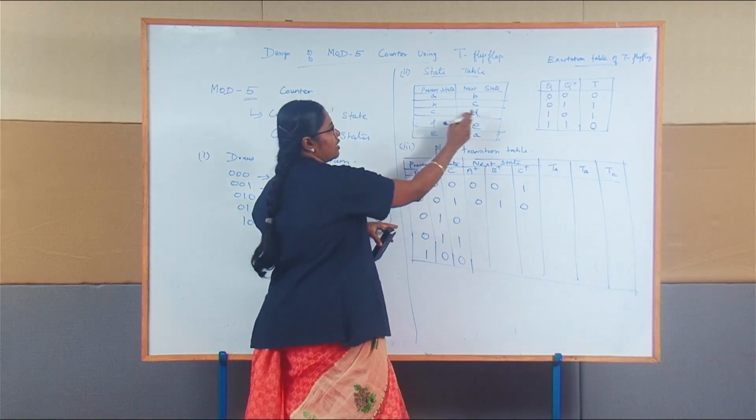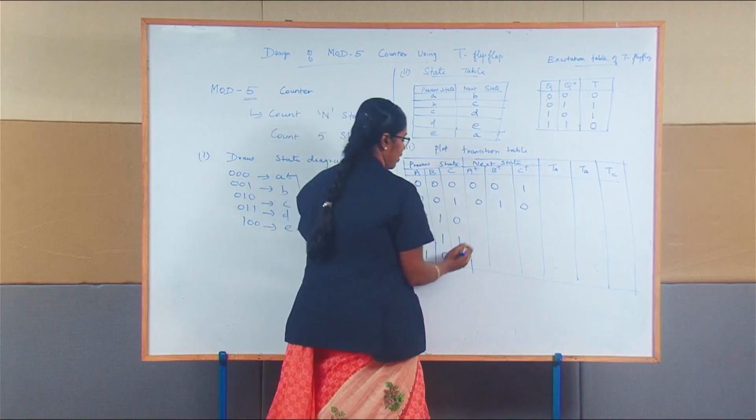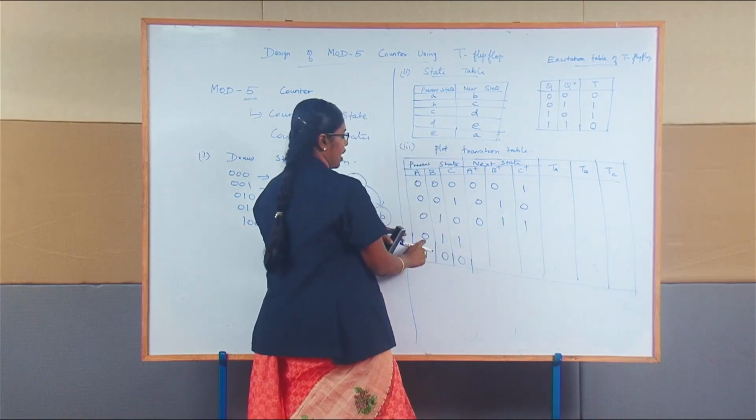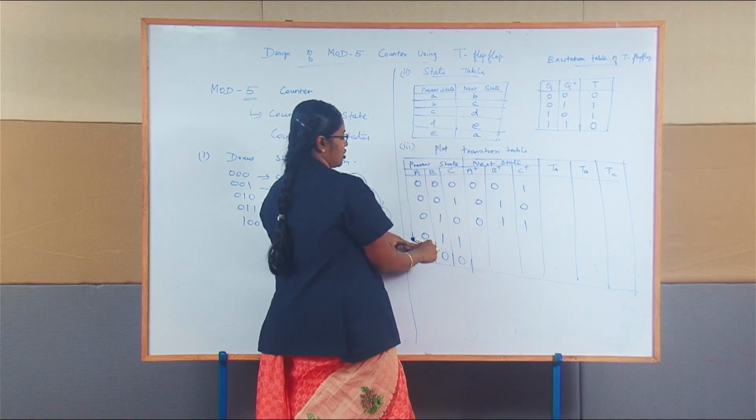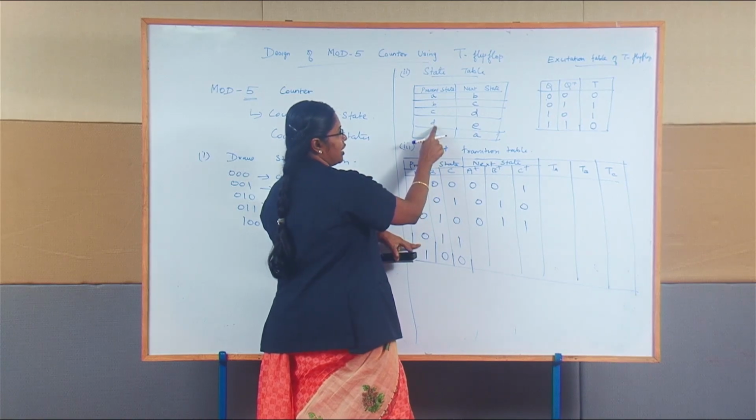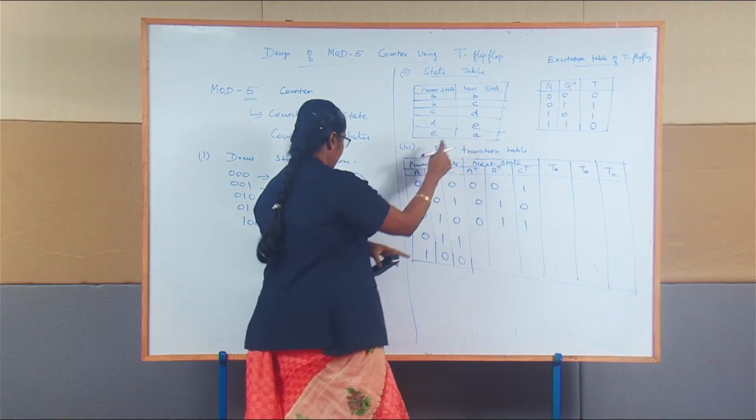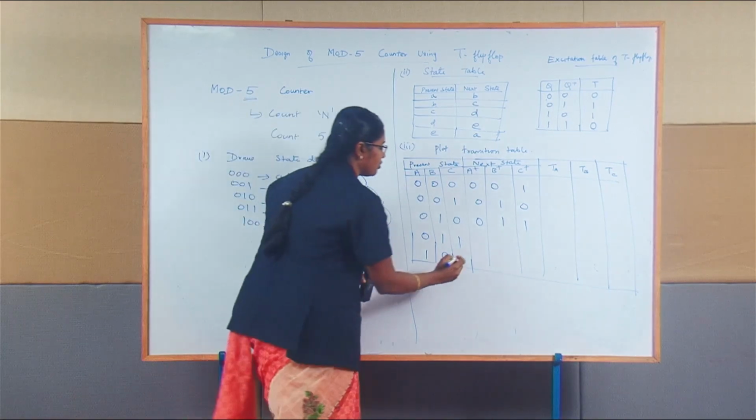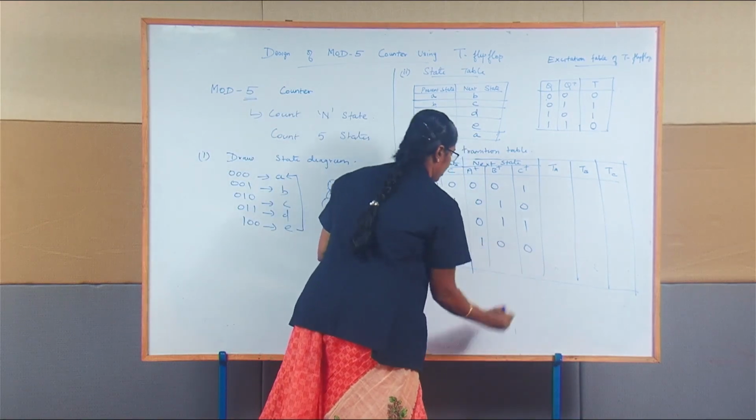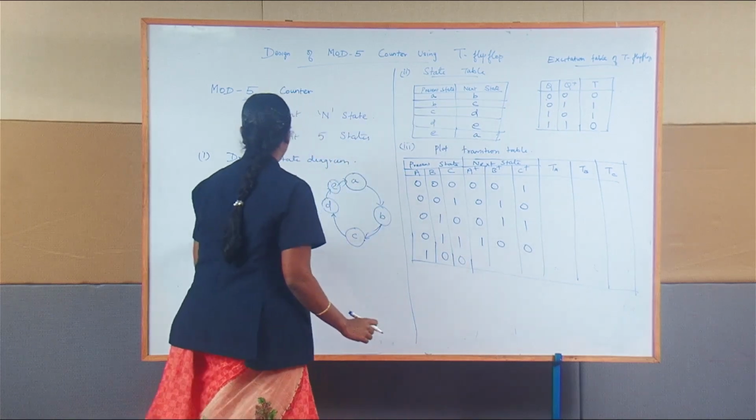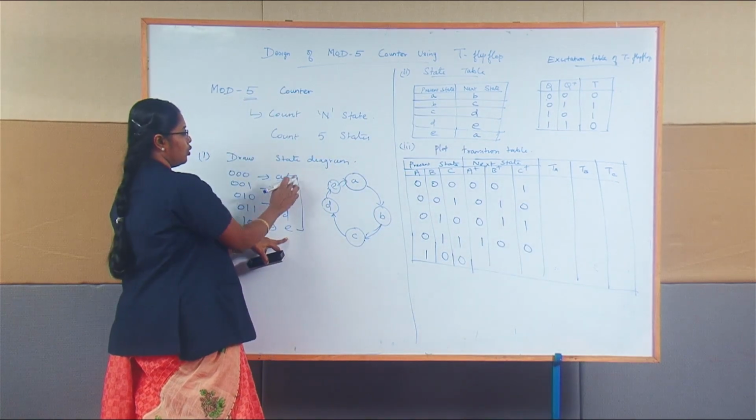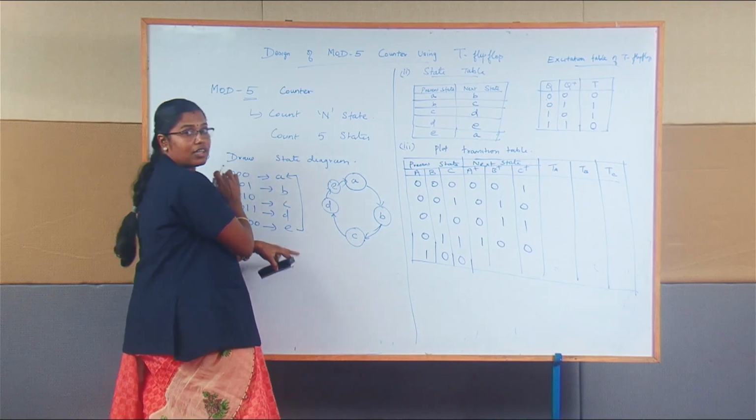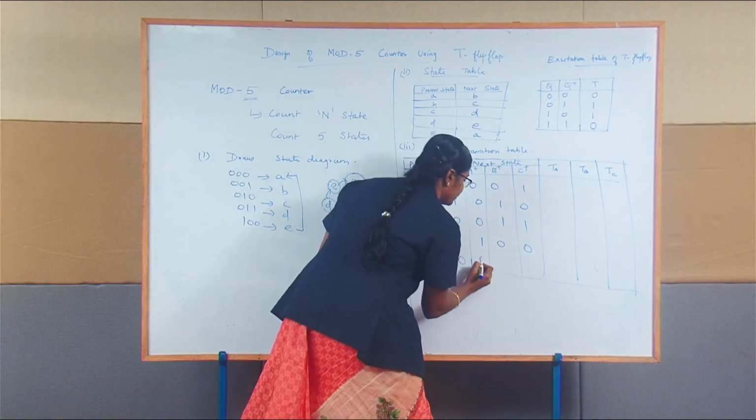Here for state C, the next state is D. The value assigned for D is 0, 1, 1. For state D, the next state value is E. Here you can see the next state E is assigned a binary value of 1, 0, 0. Then after state E, it returns back to A, whose binary value is 0, 0, 0.